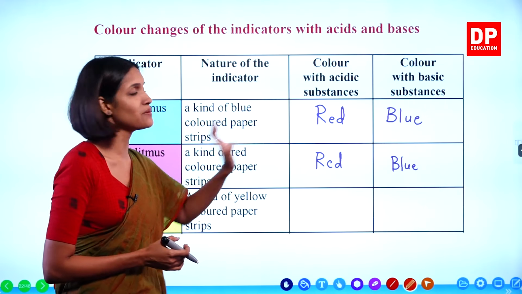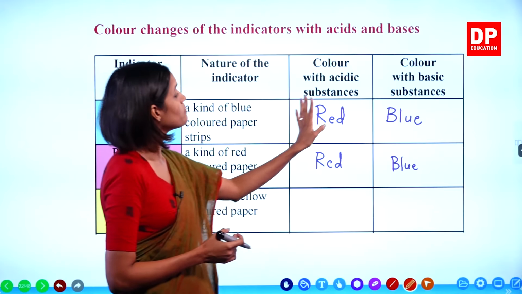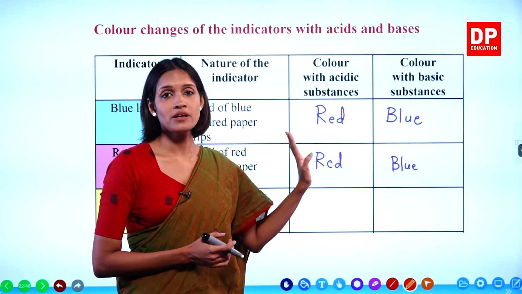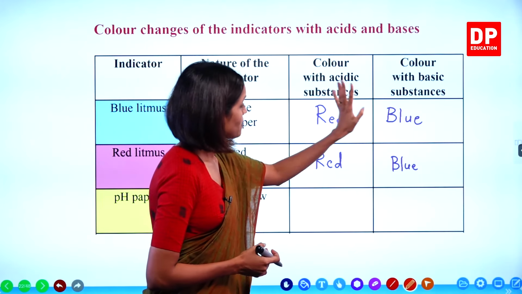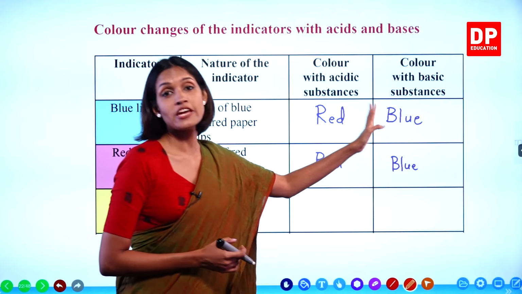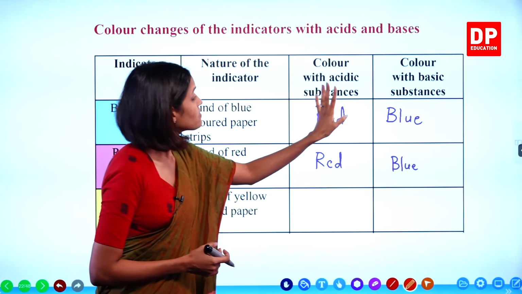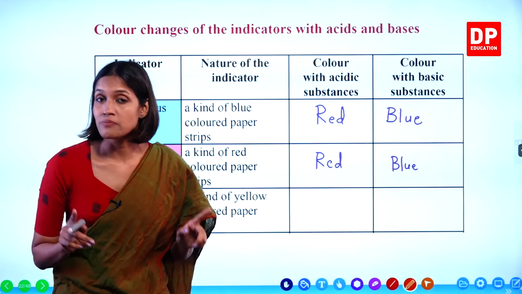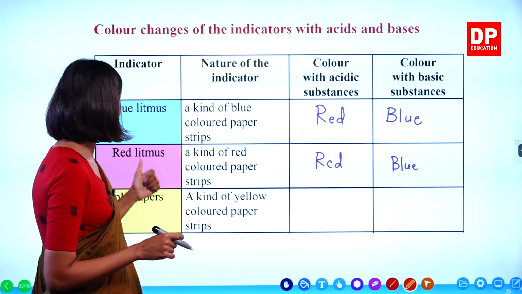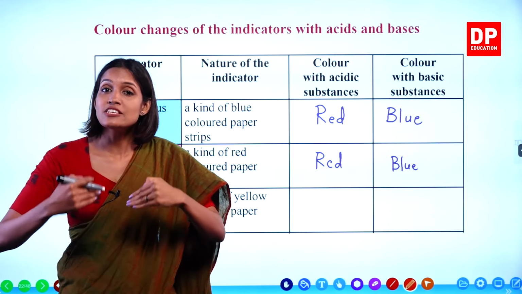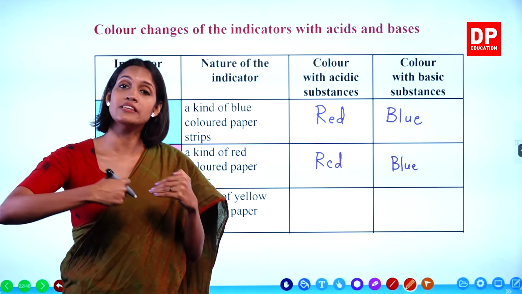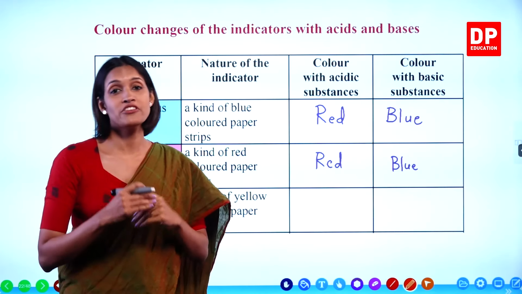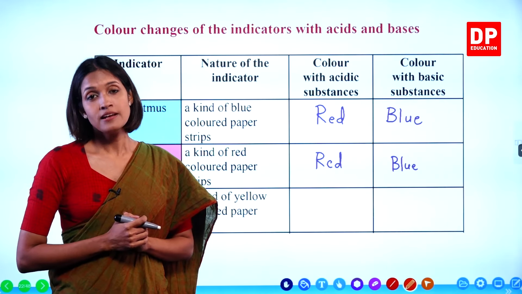It's always the same red color. And even with bases, it is the same, right? No matter what the base is, a strong base or a weak base, it will still give the same blue color. But remember children, when it comes to these pH papers, it changes the color along with the nature of the acid and base, right?